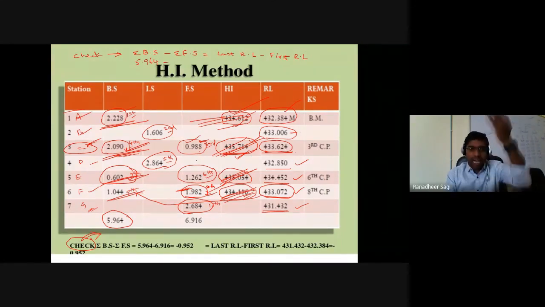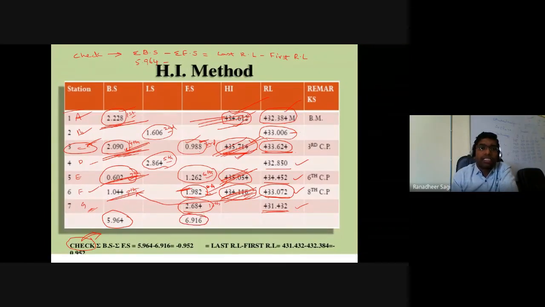How many fore sides? Once again I have four fore side values. The sum of all those fore sides comes to 6.916 meters. The sum of back sides minus the sum of fore sides is 5.964 minus 6.916, which gives minus 0.952. And this value should be equal to what?